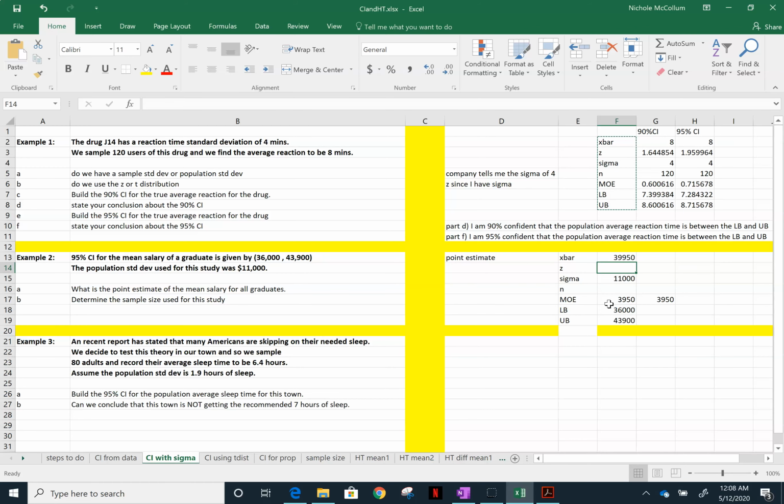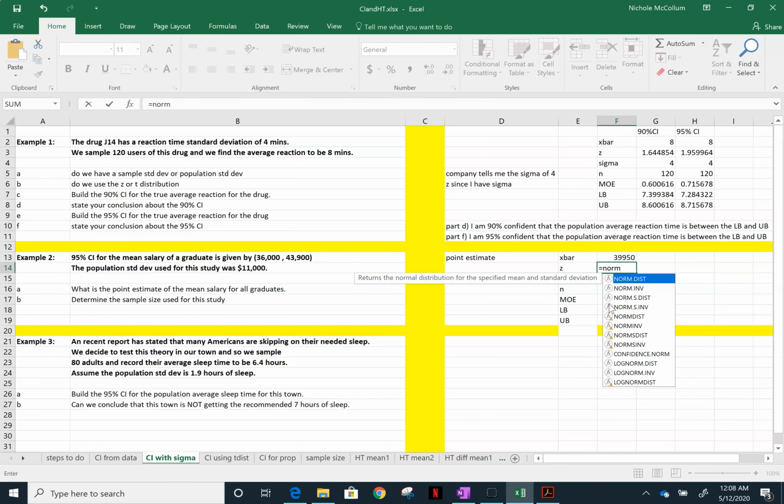How did one get the Z? Well, again, it's a 95% confidence interval. So the norm.s.inverse, 95% leaves 5% outside, 2.5% for the lower tail. So I'm going to use 0.975, just like the example one's explanation.